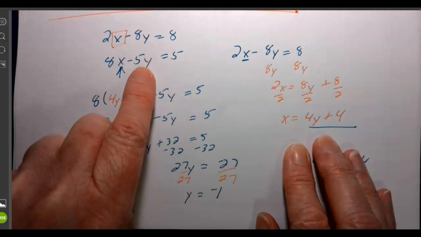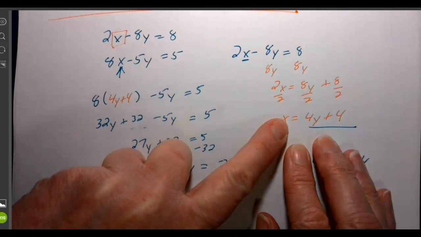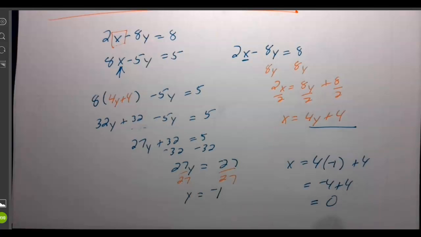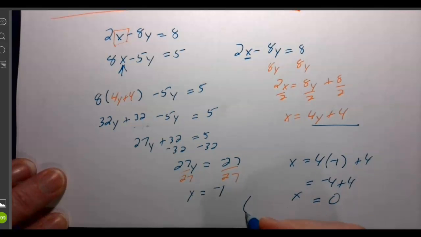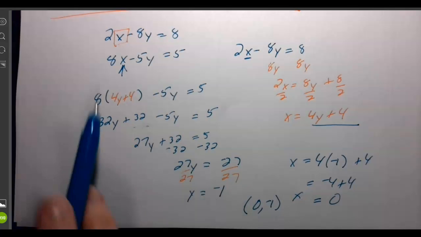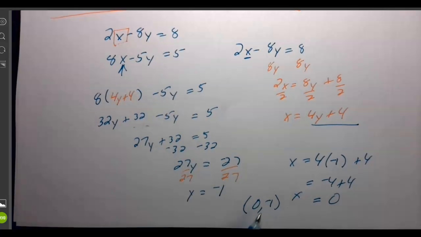I could plug it into these two equations. I, of course, plugged it into the easier one. Well, not easier. It just takes a little less time, and for my mind, it works a little better. I came up with that my answer was x is equal to 0. So my ordered pair, my solution, is (0, -1). That is my solution. So if I would graph these two lines, this is where they would intersect.